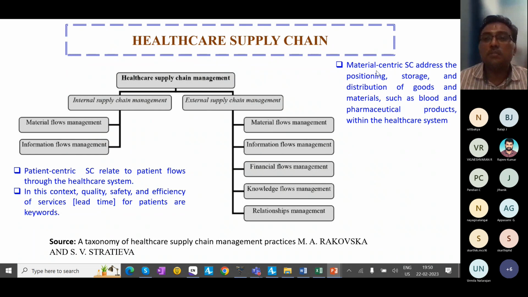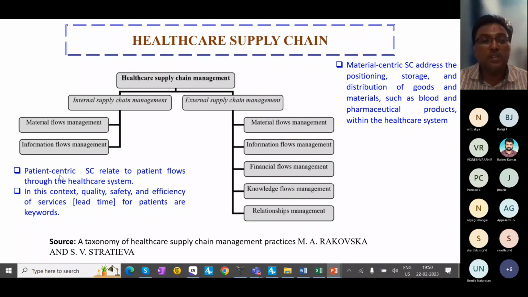If you see the material-centric supply chain, there are three major issues. One, how we are going to maintain your suppliers, sourcing. In a typical supply chain, you have sourcing, inventory, distribution, and scheduling. Vehicle scheduling comes under vehicle routing. So these are the major issues in a typical supply chain. In a material-centric supply chain, this is connected with positioning, storage and distribution of goods and materials, as pointed out: medical equipment, pharmaceuticals, vaccines, everything within healthcare.